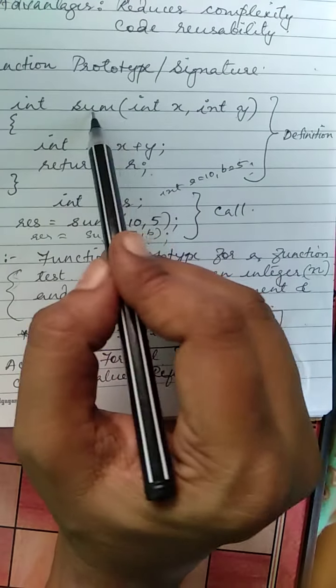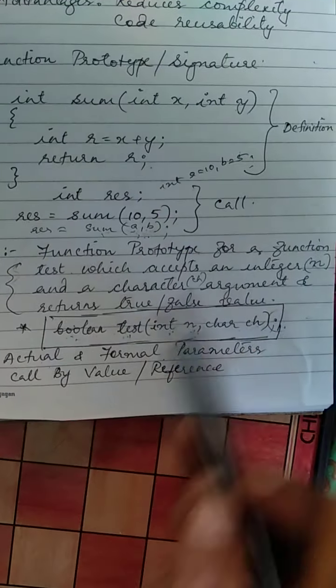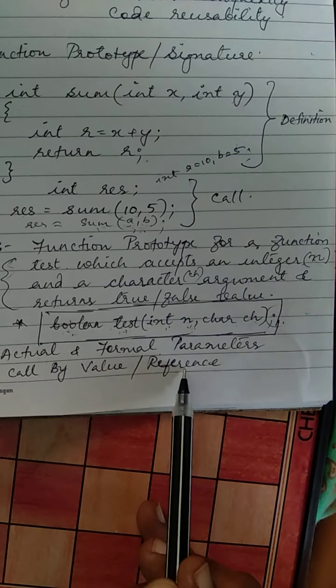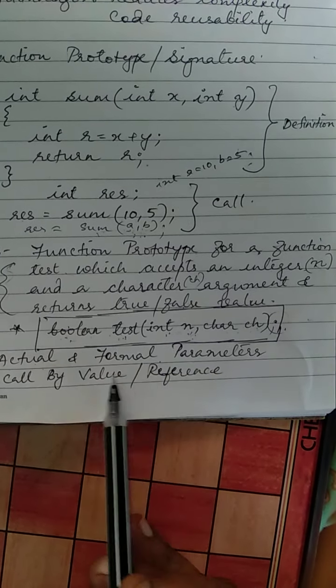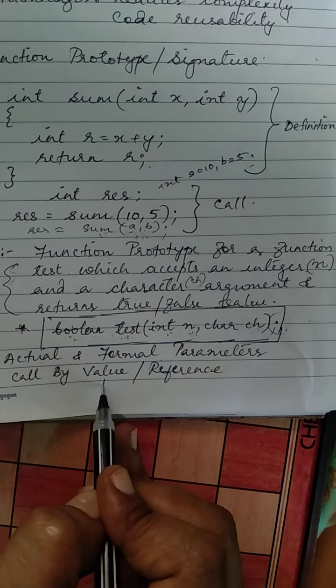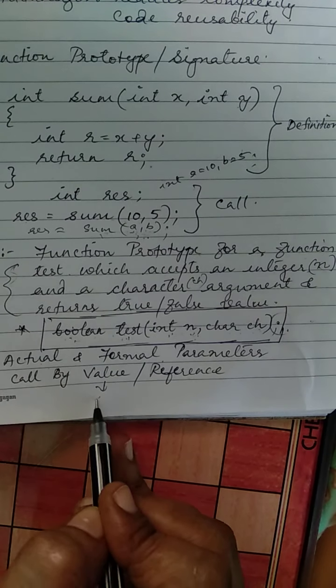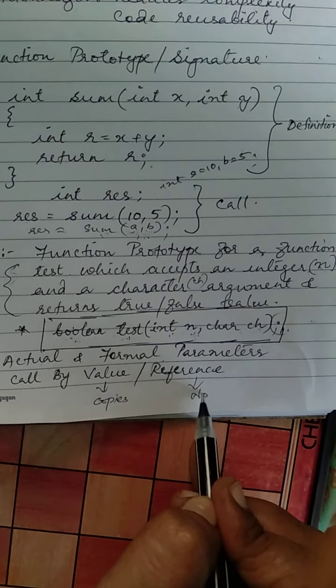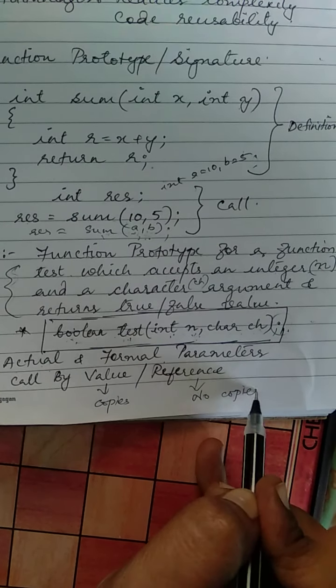Why? Because they are used with function definition statement. Next question that you can expect is differentiate between call by value and call by reference. In call by value, always what? Copies of parameters will be created, and here no copies are created. This is the main thing.